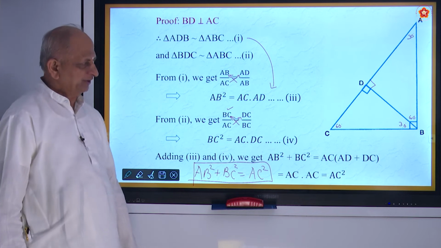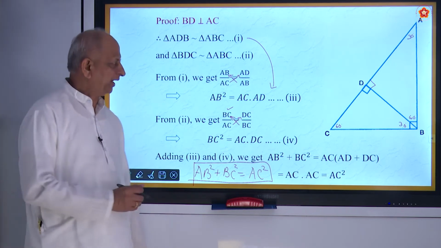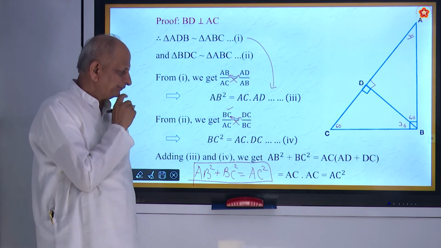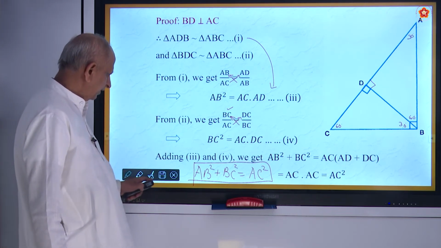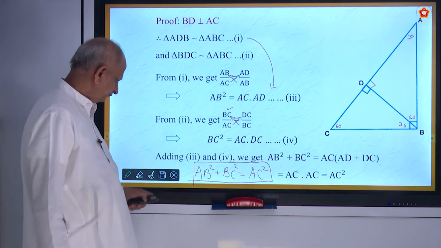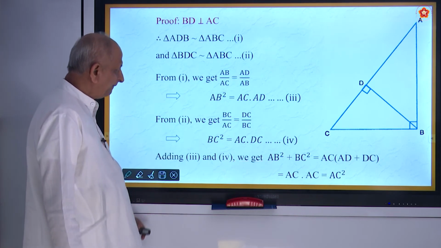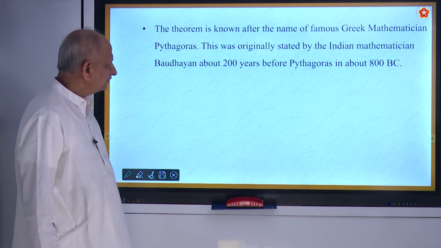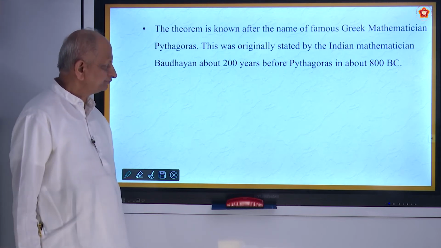That is Pythagoras theorem. So we have proved it in 4 steps. Okay, so I think all of you have noted it. Now we will pass on to some problems of this. This theorem is also known as Baudhyan theorem.